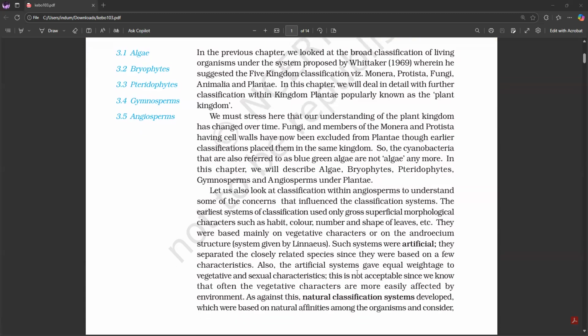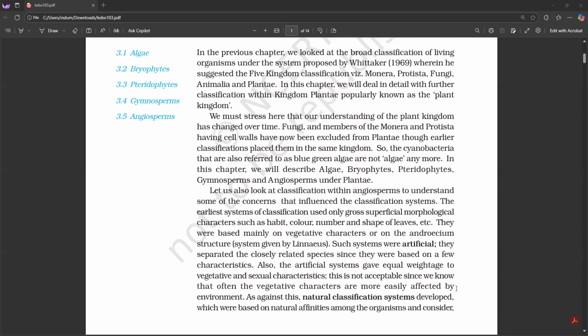Fungi and members of the Monera and Protista having cell walls have now been excluded from Plantae, though earlier classifications placed them in the same kingdom. So, the cyanobacteria that are also referred to as blue-green algae are not algae anymore. In this chapter, we will describe algae, bryophytes, pteridophytes, gymnosperms, and angiosperms under Plantae.